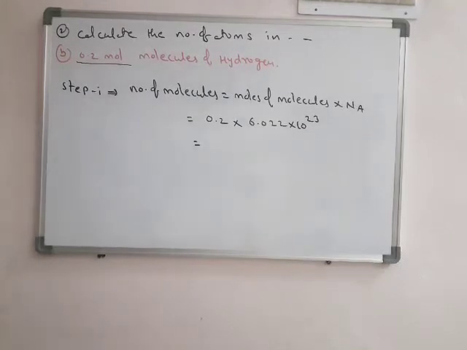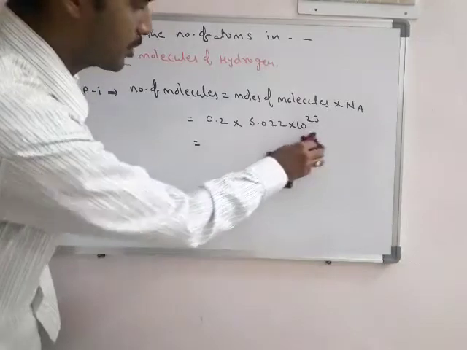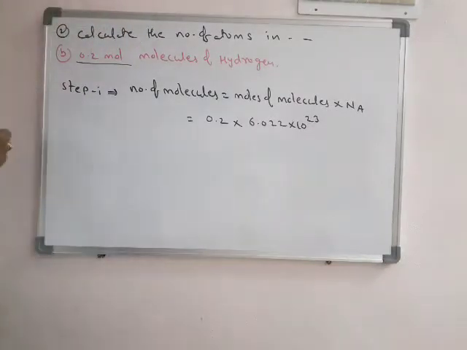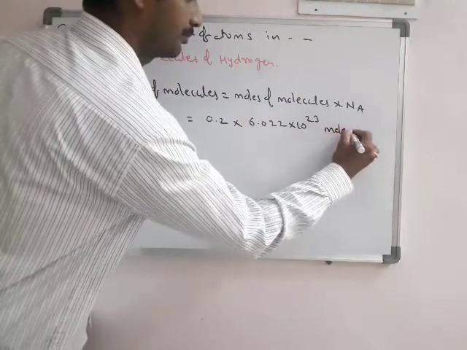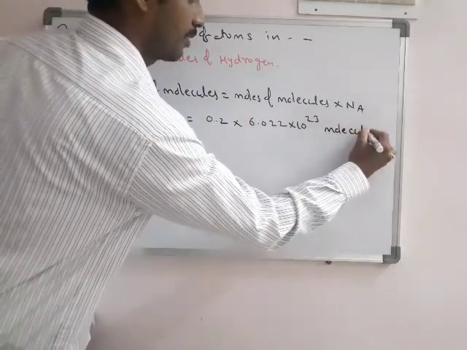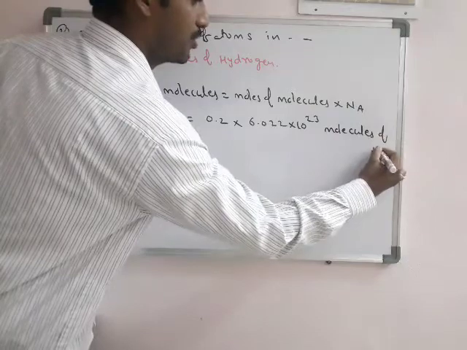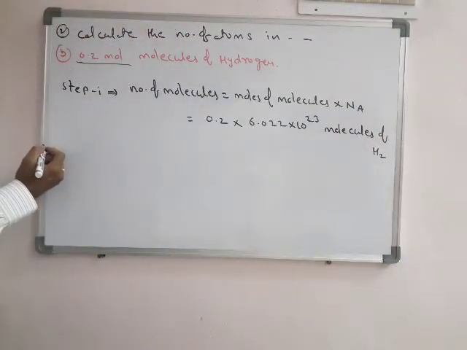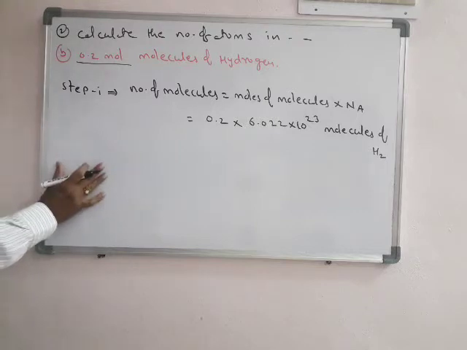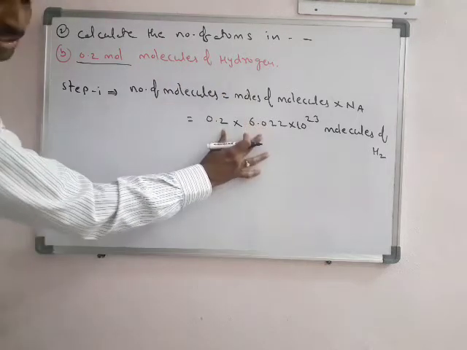Okay, so these are the molecules. 0.2 number of moles, 6.02 into 10 power 23 molecules of H2. Molecule అంటే కాబట్టి H2 రాస్తాం. But we need to get atoms. ఆల్రెడీ మనం నెక్స్ట్ క్లాస్ స్టెప్ 2లో క్యాలిక్యులేట్ చేస్తాం కాబట్టి దీని క్యాలిక్యులేషన్ పెండింగ్లో ఉంచుతాం.